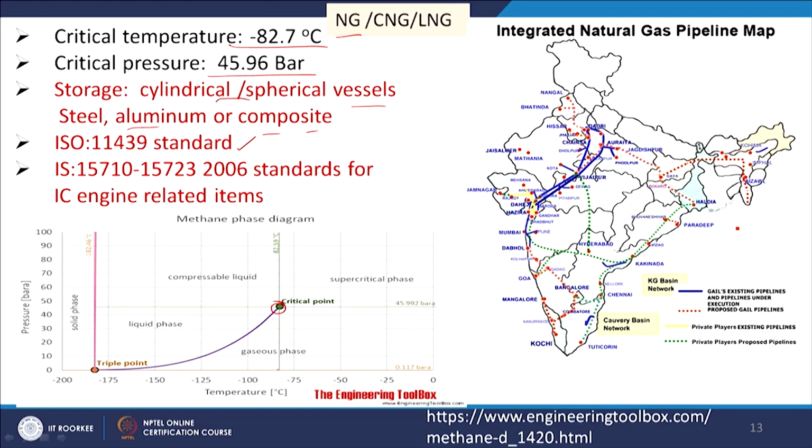And there are some expansion programs. This is the proposed GAIL pipeline. The red lines are the proposed ones, so gas will be supplied through these lines to different parts of the country, connected through this pipeline. Then there are some private players also involved in this business, and these are the proposed pipelines of gas supply for the private players. So, this is the availability of natural gas in the country.